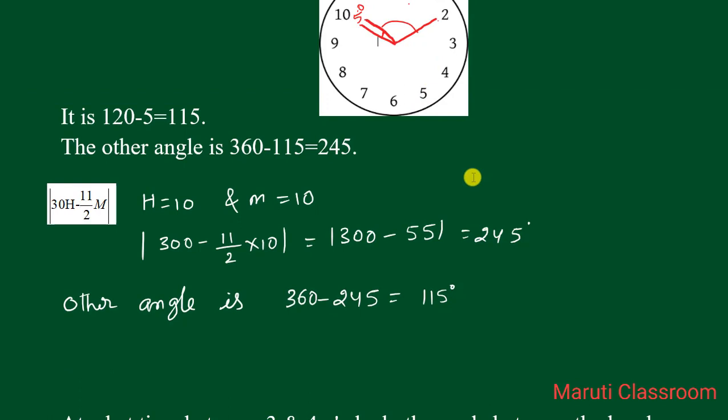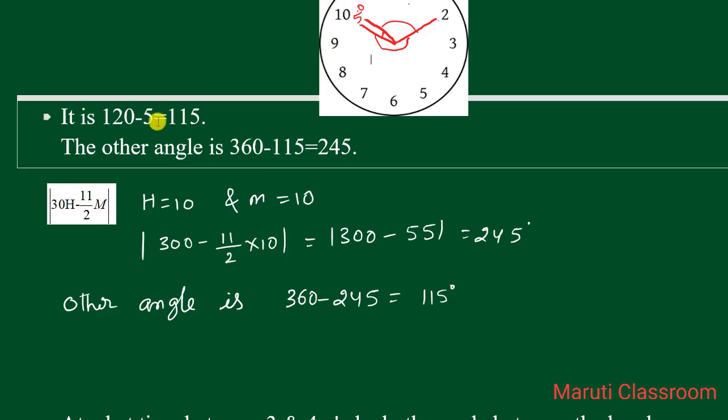But we know there is one more angle between the hands. This is one more angle, and we know sum of them is 360. So other angle is subtract 115 from 360. So this is 360 minus 115, that is equal to 245 degrees. So we got both angles.